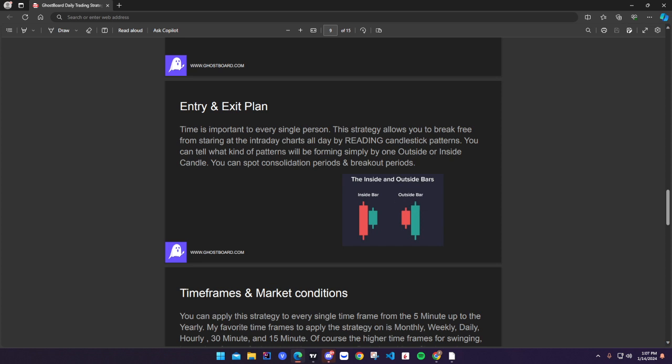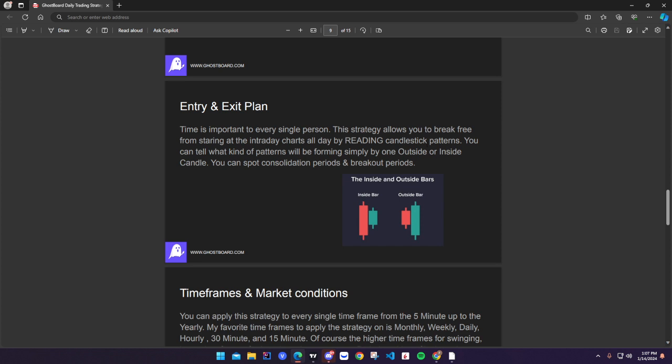So time is very important to every single person. I know some people are working 9 to 5. You don't have time to be staring at the chart all day long. You don't have time to be looking at every single candle that prints in the market. One of the reasons this strategy is one of my favorites is back when I started using it, I was actually in school, right? And it allows you to break free from staring at charts all day. You have other stuff to do. You can't stare at a chart all day long, right?